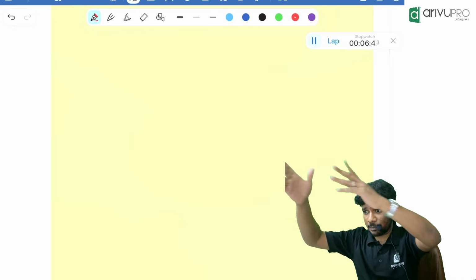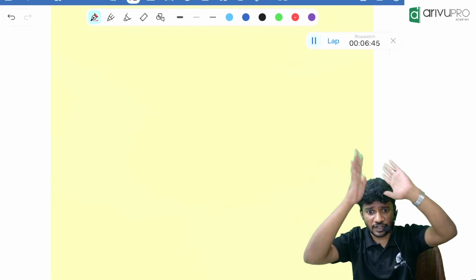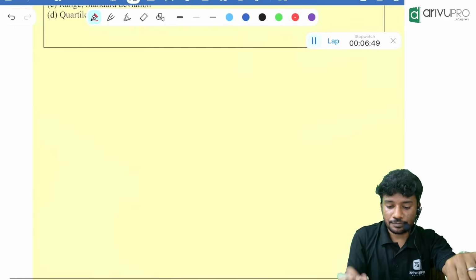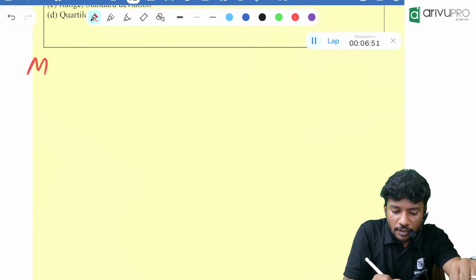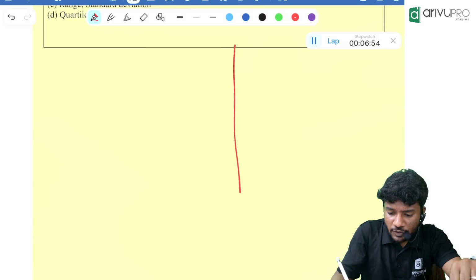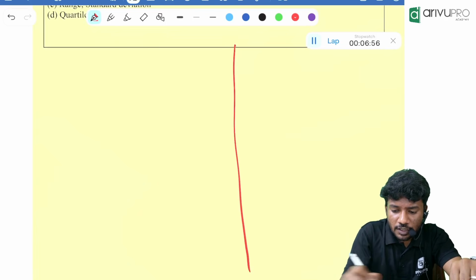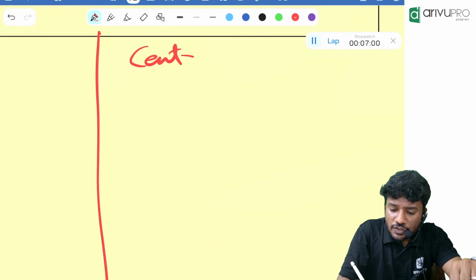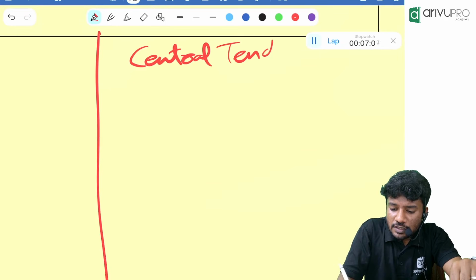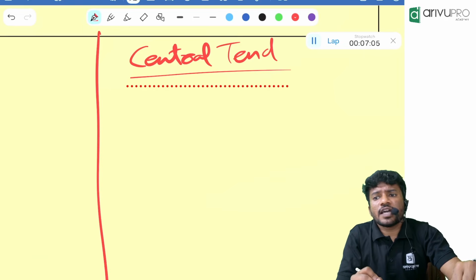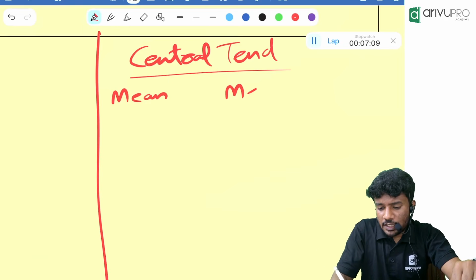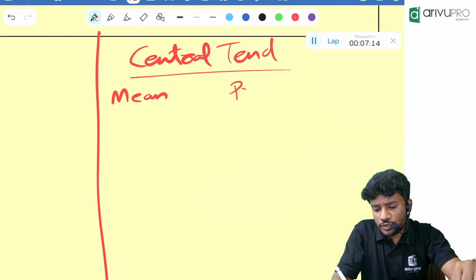Can we revise everything, a quick recap in 10 minutes? We will recap everything we have studied till now. People, look here. I will first divide it into two parts. The first one is central tendencies. What all central tendencies are there? We have mean, median, and mode. Median and partitions I will take together.